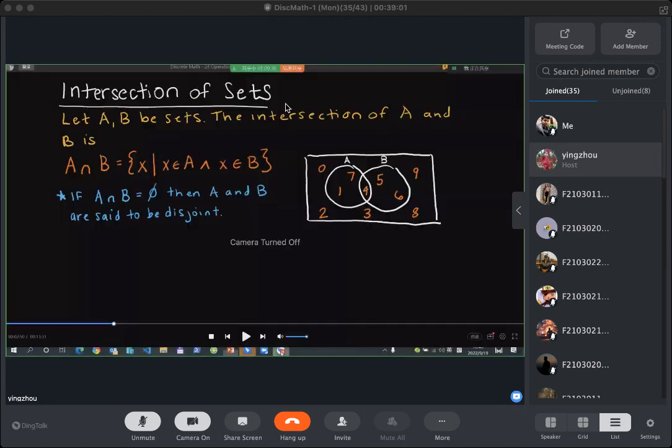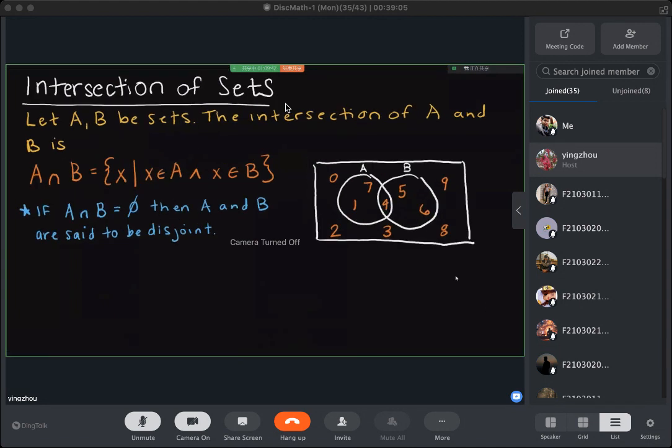So the intersection is sort of like an and, if the union was sort of like an or. The only way that an element belongs to the intersection is if it's in set A and B. So here I'm saying A intersect B is the set of all x's such that x is in A and x is in B.